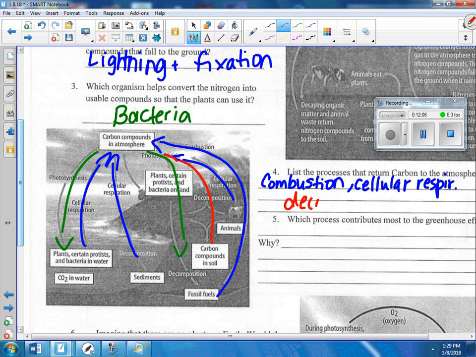Decomposition. Which one of these do you think contributes to the most greenhouse effect? Do we know what greenhouse effect is? It holds the heat. Which one of these processes is the biggest cause of greenhouse? What do you think, Anthony?